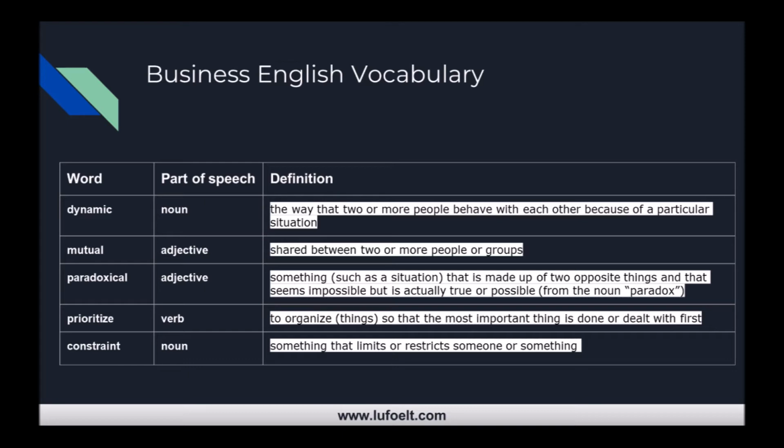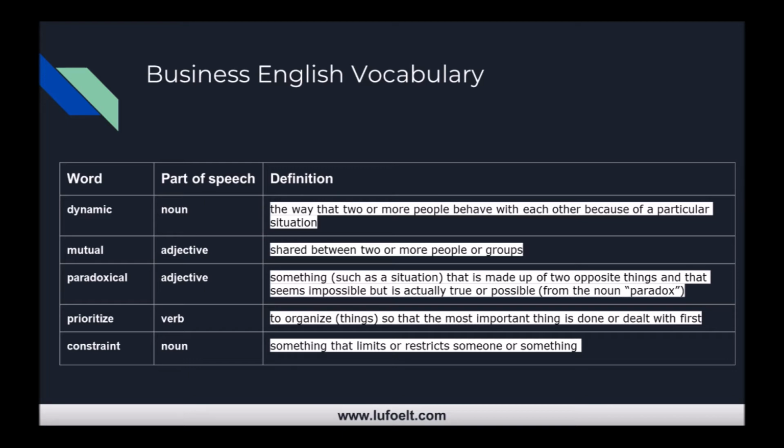All right, the next word is prioritize. And this means to organize things so that the most important thing is done first. Sometimes we prioritize things by urgency, like which ones are the most important. Sometimes we prioritize things by size, how quickly we can get them done, or there are many different ways to organize which things you want to do first. The next word is constraint. Constraint means something that limits or restricts someone or something. Something that makes it more difficult or limits what you're trying to achieve.